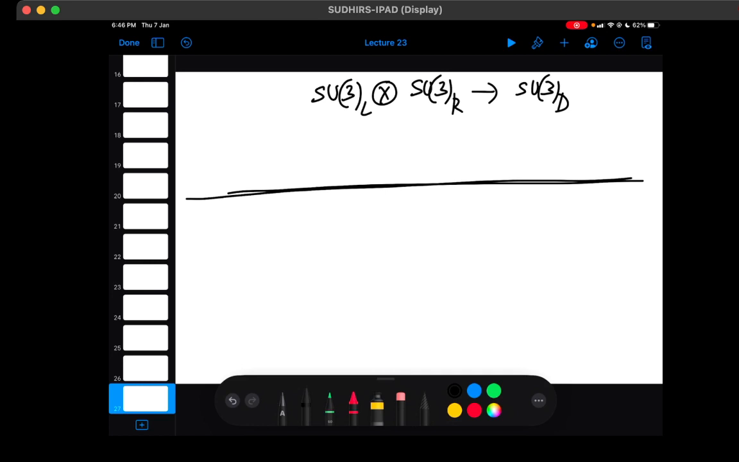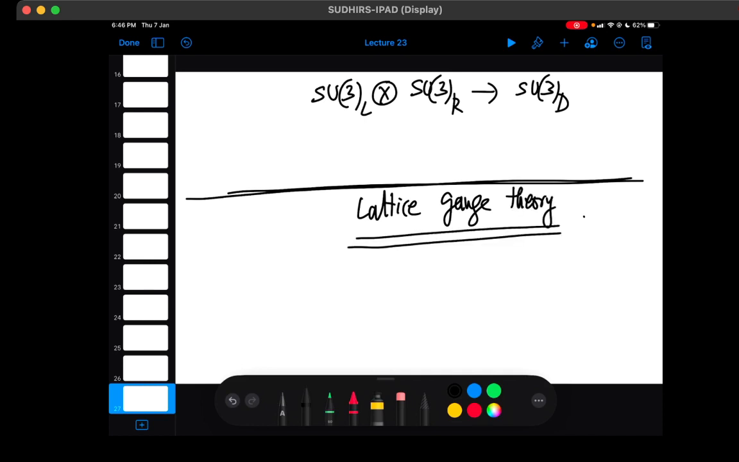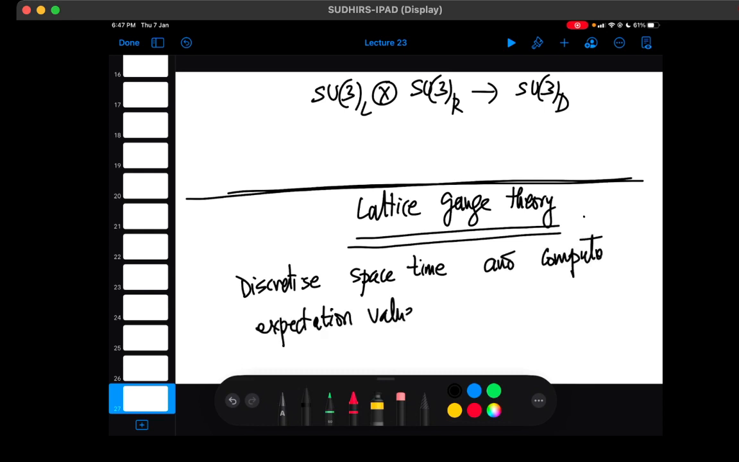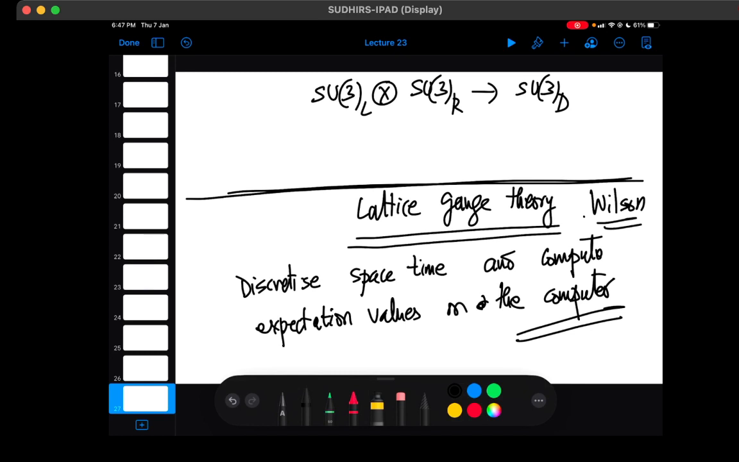The other approach, in a completely different fashion from first principles, is called lattice gauge theory, which I mentioned earlier. The basic idea here is to discretize space-time and compute expectation values on the computer. This was started by Wilson, who single-handedly developed most of the things, such as how to put fermions on the lattice. There is also Lüscher, who did a lot of work, and there is a lot of work on this.